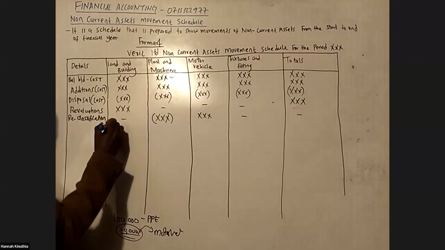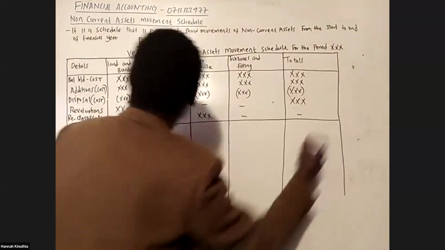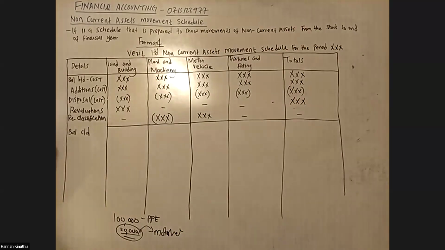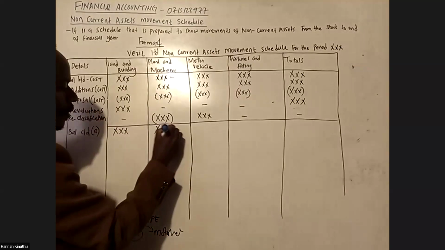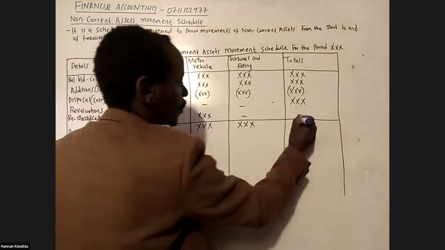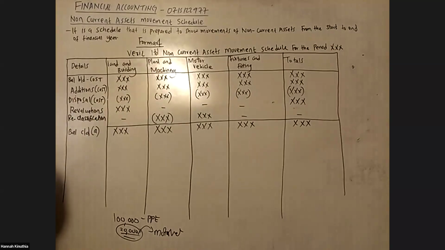Now, once you get this figure, you can find the balance carried down. Balance carried down. And you can name it A. So balance carried down, you add everything together. You get the total. That's number one. So you get the balance carried down.